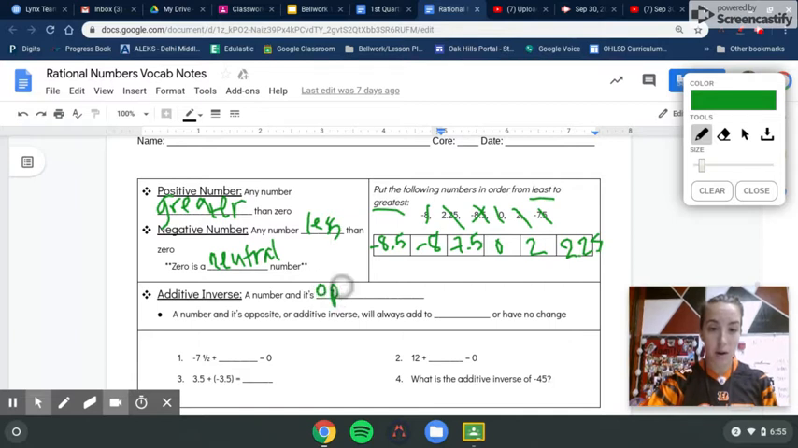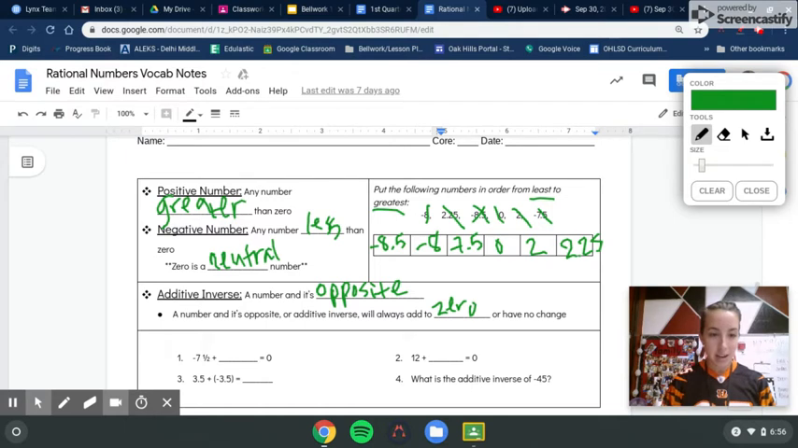So you can put opposite here. And a number and its opposite, or the additive inverse, will always add up to 0 or have no change. Okay, so let's go over those examples right underneath it.